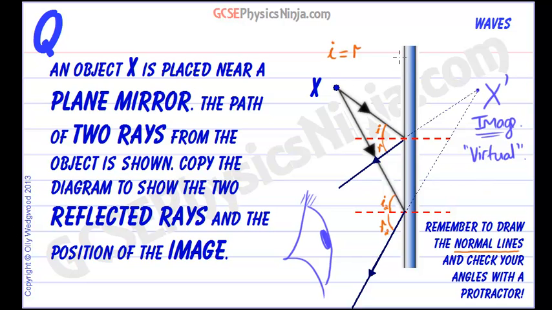Okay, so there is how we describe and how we show that the image appears to be the same distance behind the mirror as it does in front. So this distance here will equal this distance here.